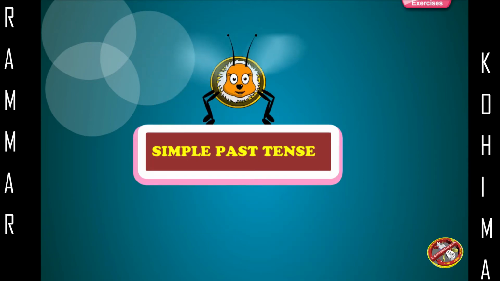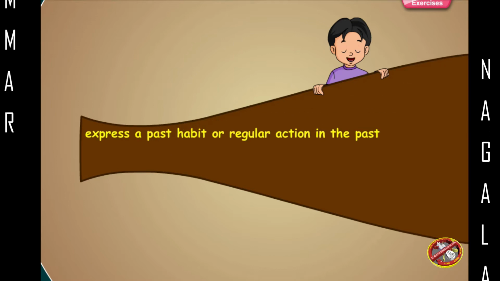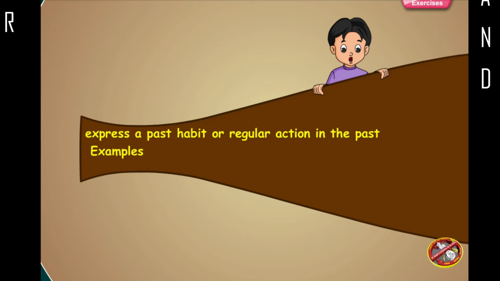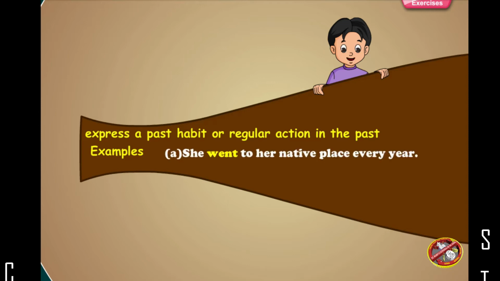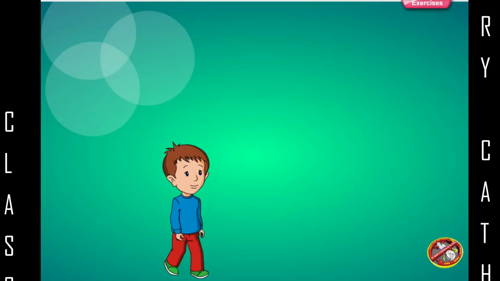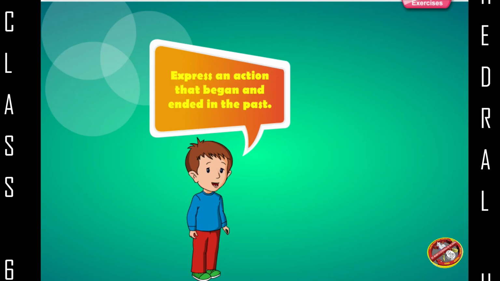Simple past tense. The simple past tense is used to express a past habit or regular action in the past. Examples. She went to her native place every year. He went to college every morning. Express an action that began and ended in the past.